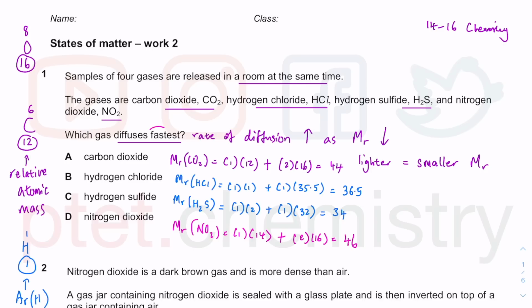Remember, you want to diffuse the fastest, so therefore we want the lightest, meaning the smallest MR, the least heavy. So the smallest MR out of all of these 4, given the formula and the calculation you just did, is going to be option C, the hydrogen sulfide.